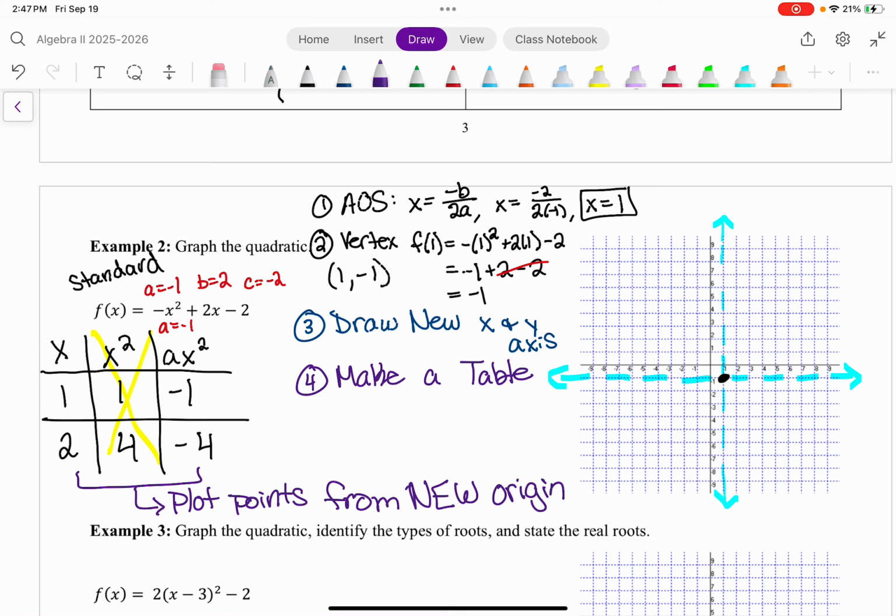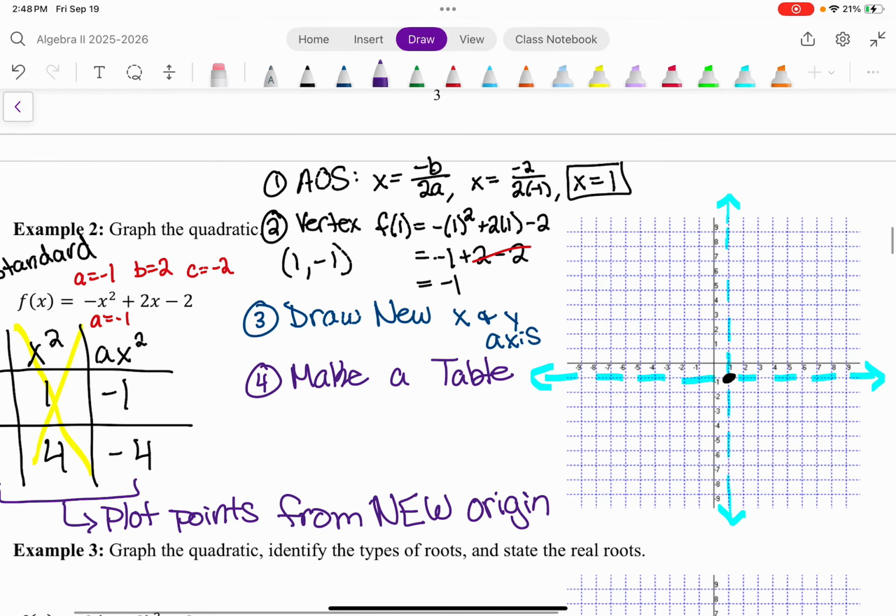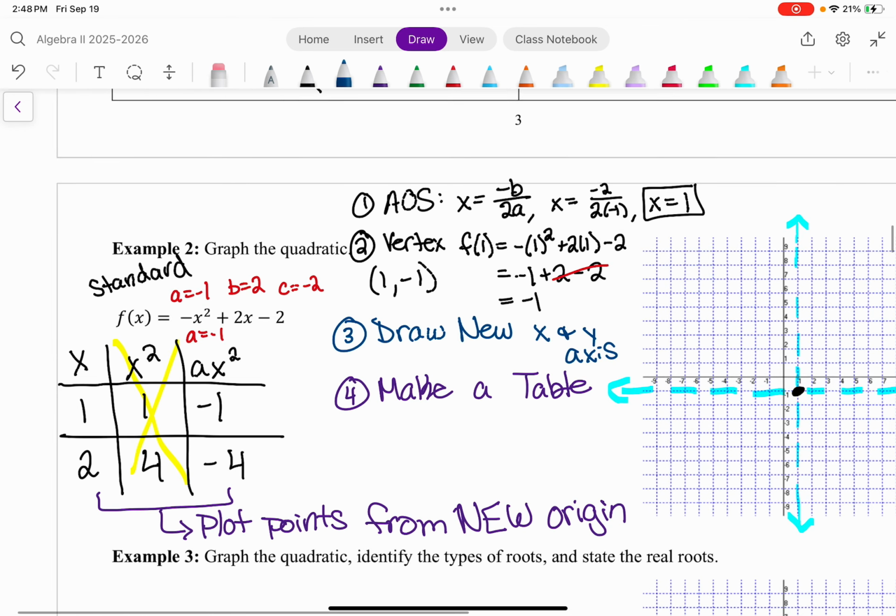So our new origin was our vertex. So we're ignoring the x and y axis that we started with. We are now going to be looking at the ones that I drew on here with the dashed highlighter. So for the new origin, let's grab a pen to plot our points. We are going to have our first point at 1, -1.